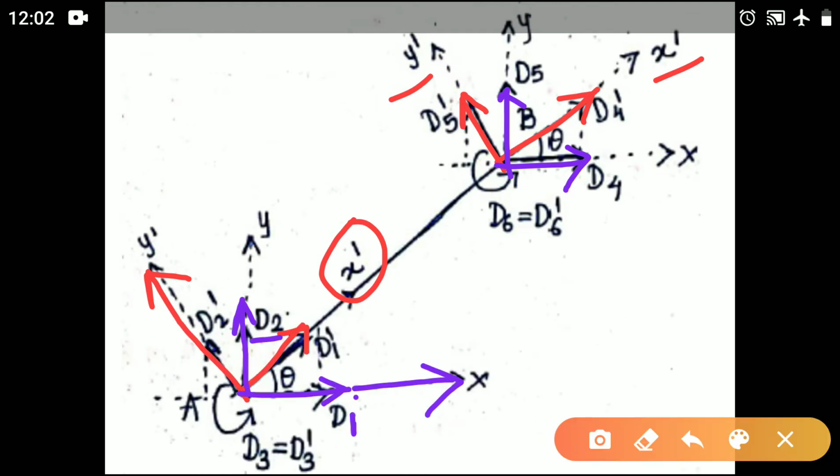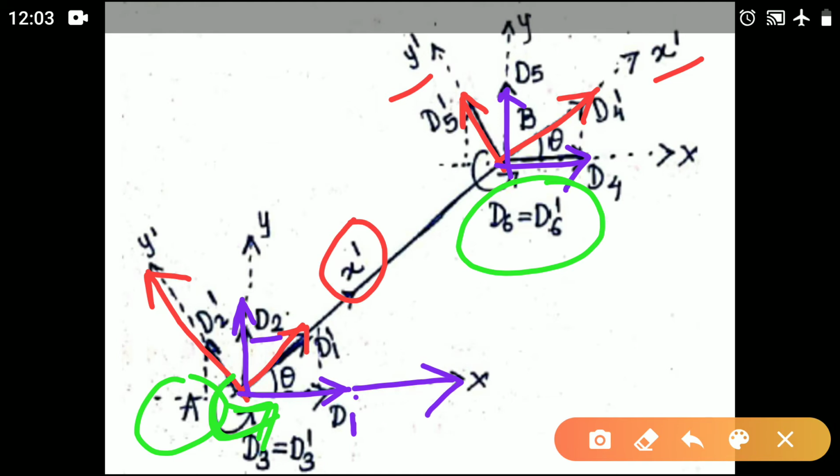And lastly, the third degree of freedom: in the x direction and y direction they are covered. Now the third degree of freedom, that is rotation. d3 is equal to d3 dash at node A, and at node B d6 is equal to d6 dash. The same things, only they are differentiated here in two coordinate directions.